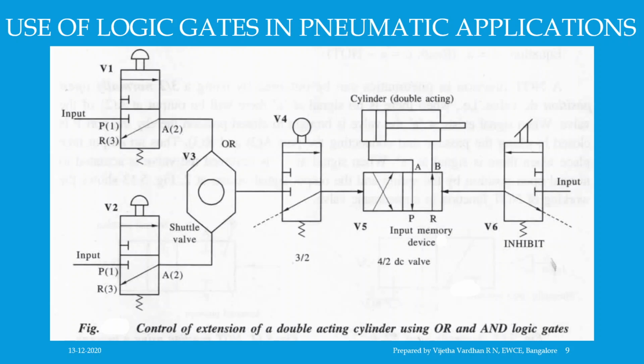At the end of extension, the inhibit valve, a 3 by 2 valve, is actuated by operating the lever with the help of the piston rod of the extending cylinder, and the actuator of the inhibit valve retracts the cylinder. This is how it will work in condition 1.